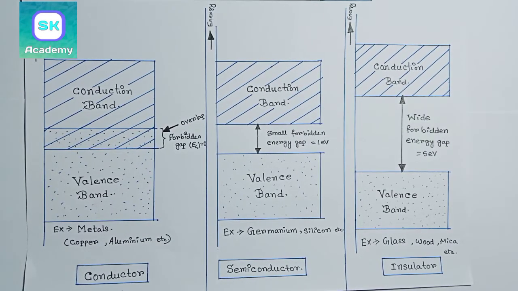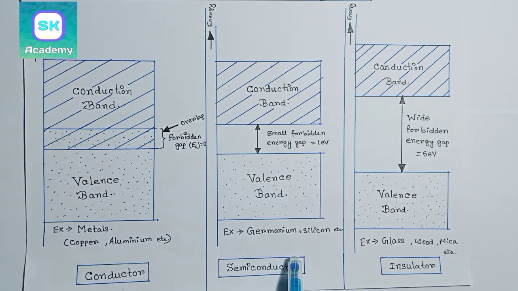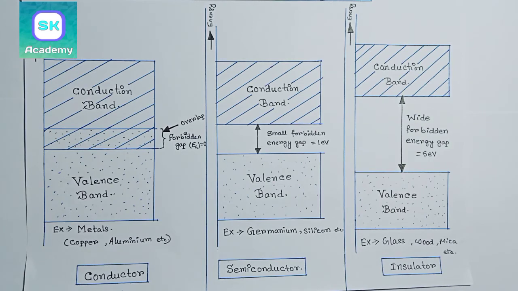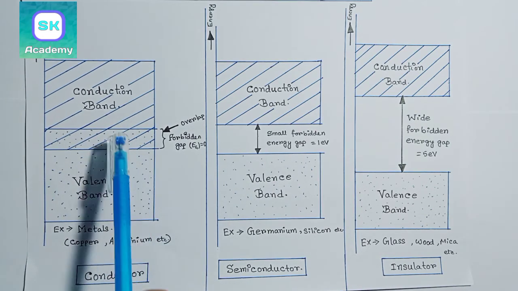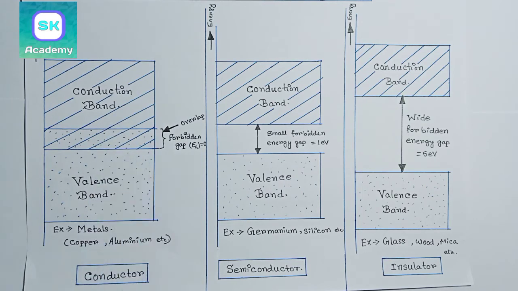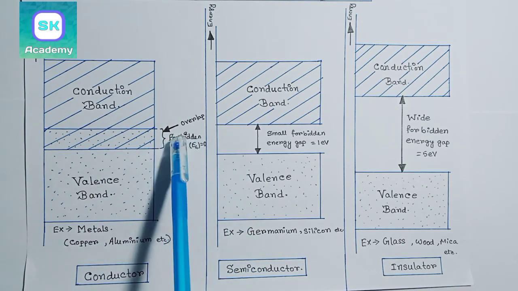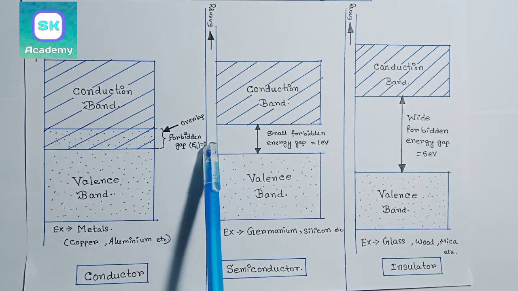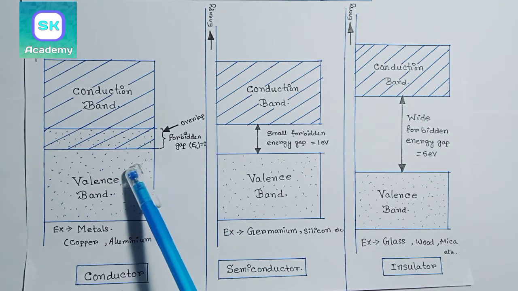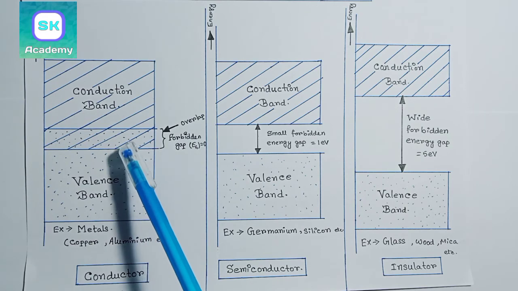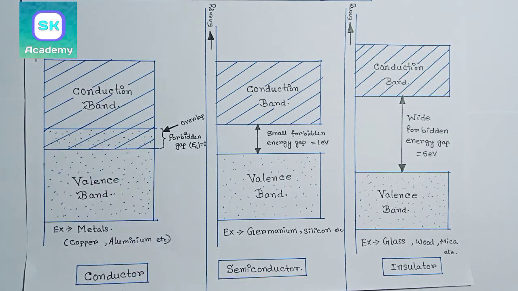Now this is the energy band diagram of conductor, semiconductor and insulator. In case of conductor, valence band and conduction band are overlapped because here forbidden gap is equal to 0. Therefore, electrons in the valence band can easily enter into the conduction band.